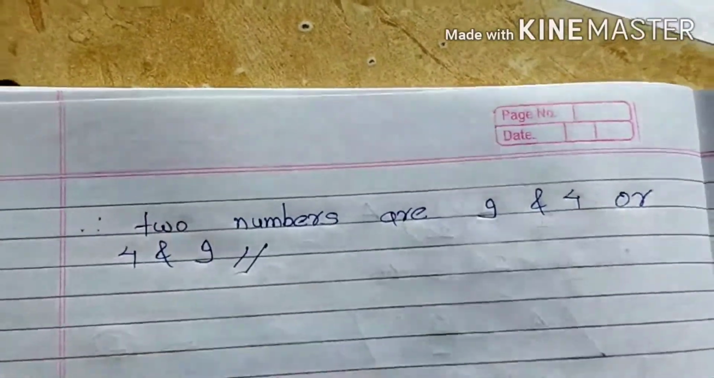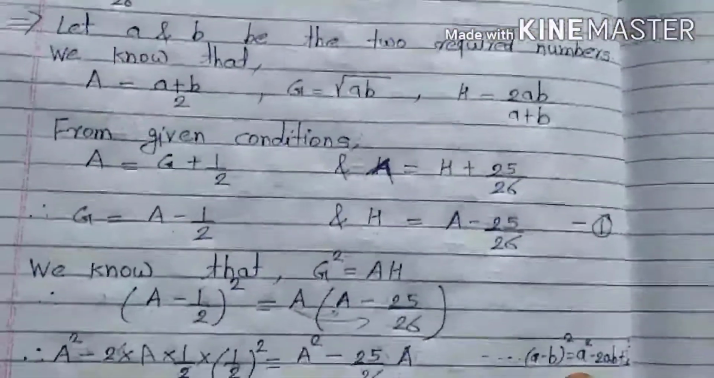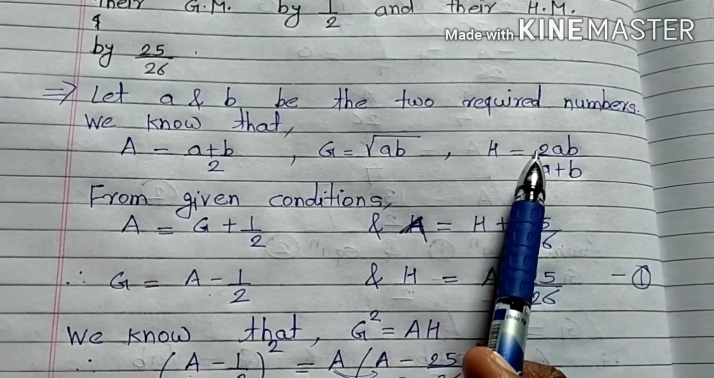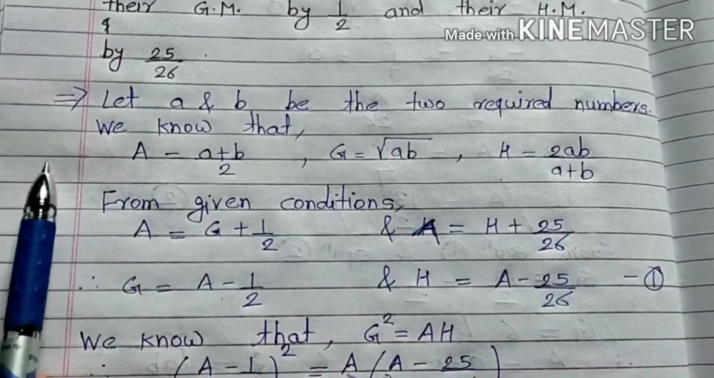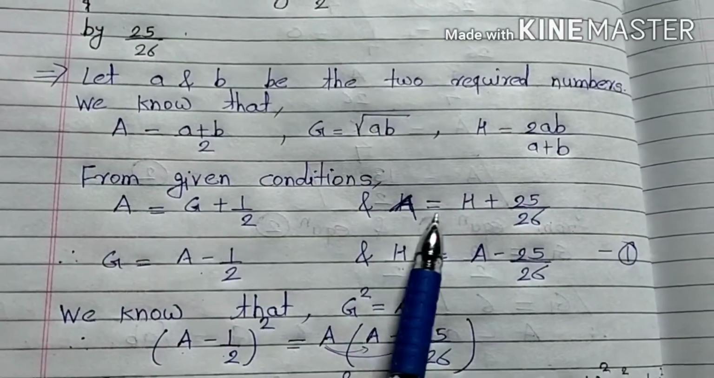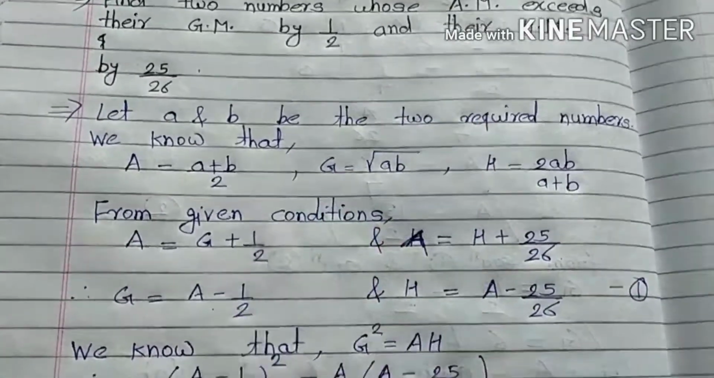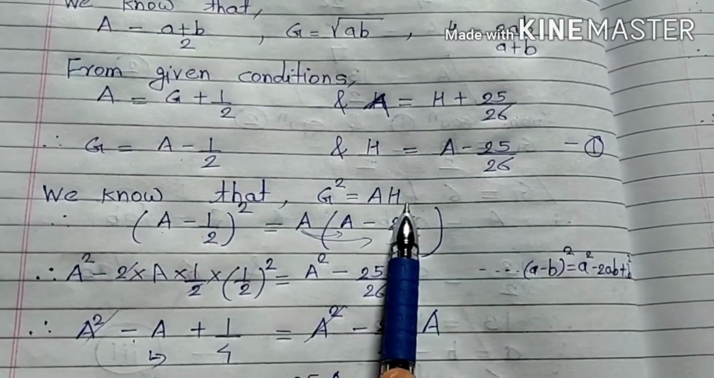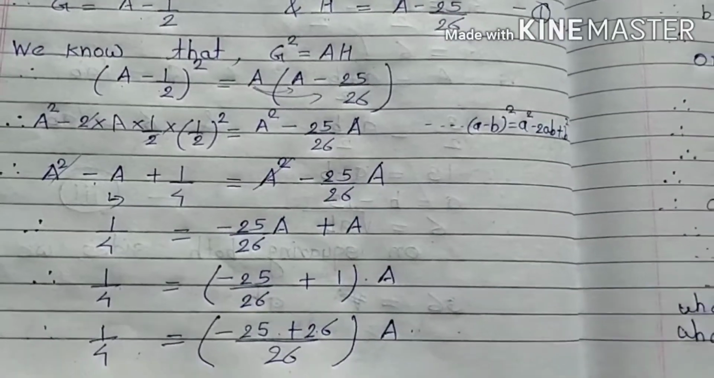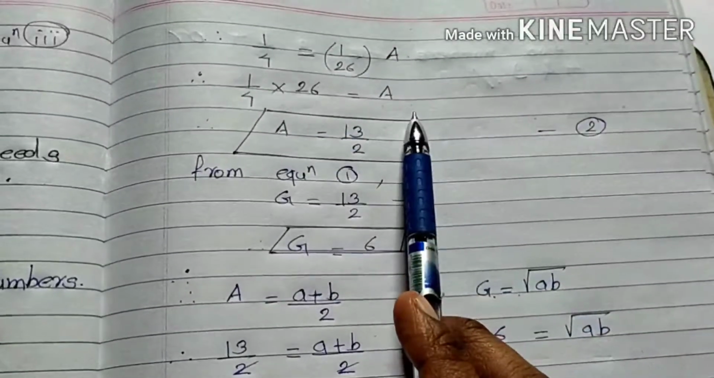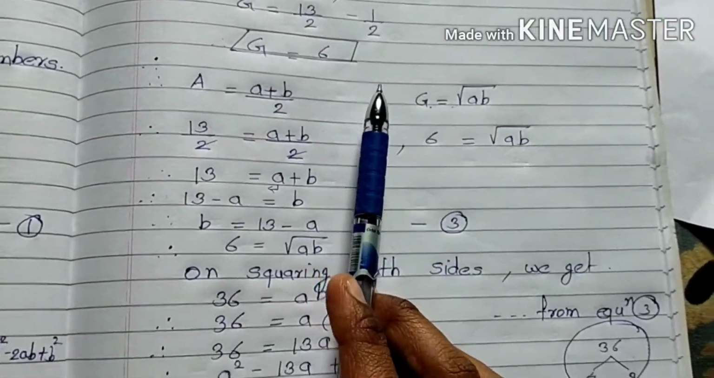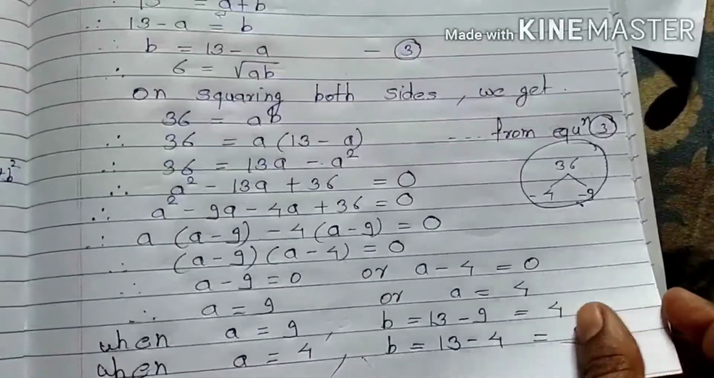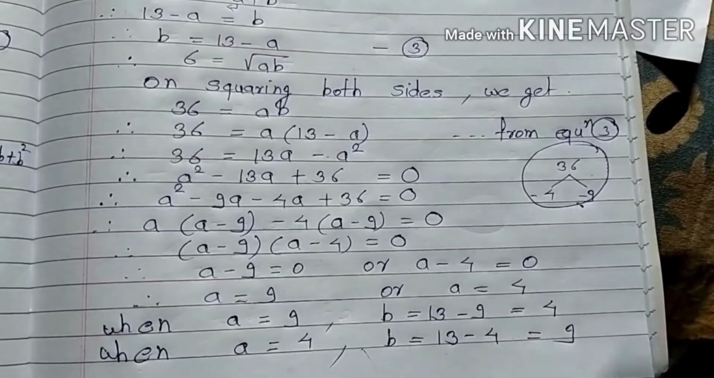So this is our answer. This is a very simple calculation. First, by using arithmetic mean, geometric mean and harmonic mean, here we take formulas. Then from the given conditions, and G square is equal to AH, we already know that. Then by simple calculation, first we find the value of A, then we find the value of G, then we get the values of a and b, which are the two required numbers.